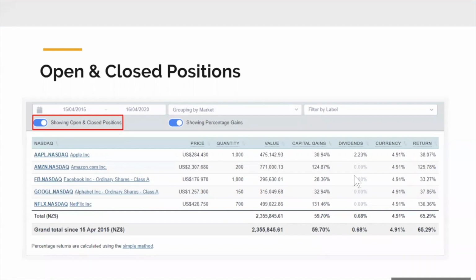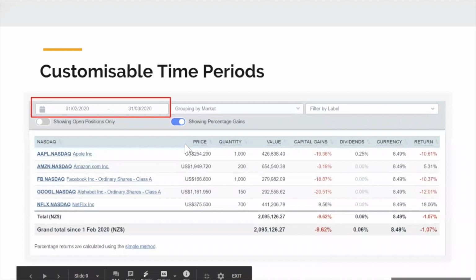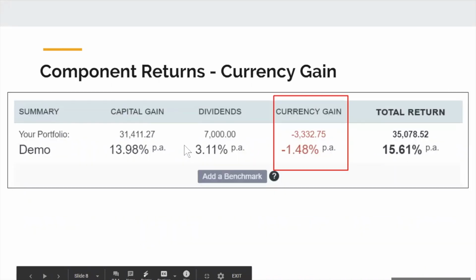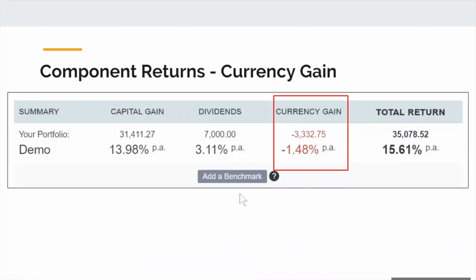Question around benchmarks. Benchmarks is something that I didn't touch on, but you'll see on the overview page or the performance report, it's possible to add a benchmark in here. We've opened that up so you can essentially select any share or ETF or fund in Sharesight's database. We recommend choosing one of the ETFs as a really good thing to use for a benchmark.